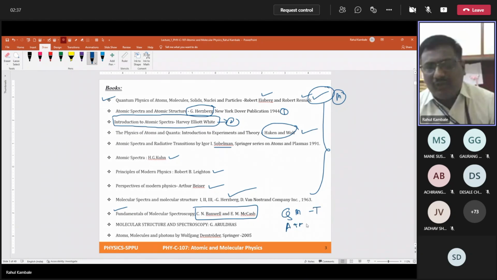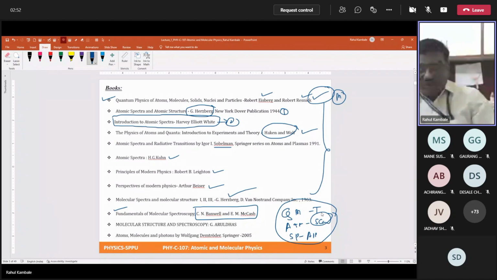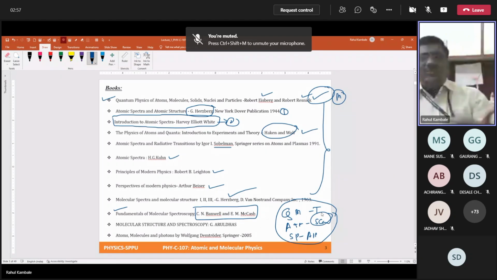Quantum mechanics is a theoretical tool. Atomic and molecular physics is, I can say, the scale on which I am learning, and spectroscopy is the application. Whenever we are doing some experiment, why are we doing it, what are we doing, and for what purpose? So we use quantum mechanics as the theoretical background, on which atomic and molecular physics is based. And the application is spectroscopy.